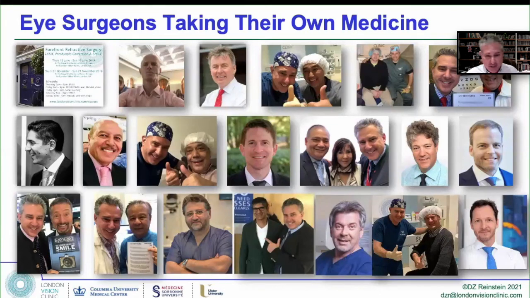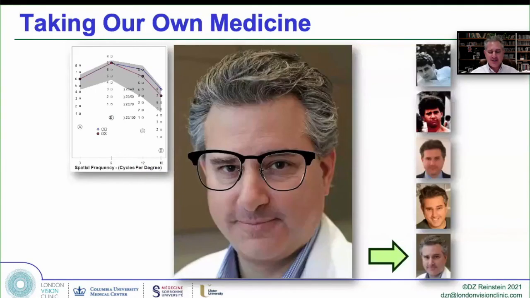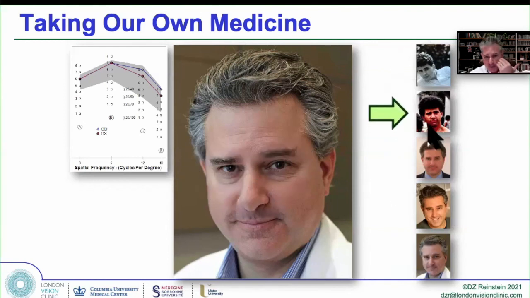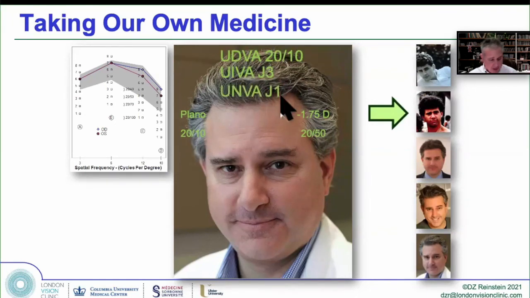It's the procedure that I certainly chose for my own eyes. I never bought a pair of reading glasses. I just literally had surgery. I went from having presbyopic vision to having perfect vision. I'm plano in one eye and minus 1.75 in the other. In my minus 1.75 eye, I see 20/50 at distance. That's a massive depth of field. Binocularly, I'm 20/10. I have J3 intermediate vision and J1 at near.